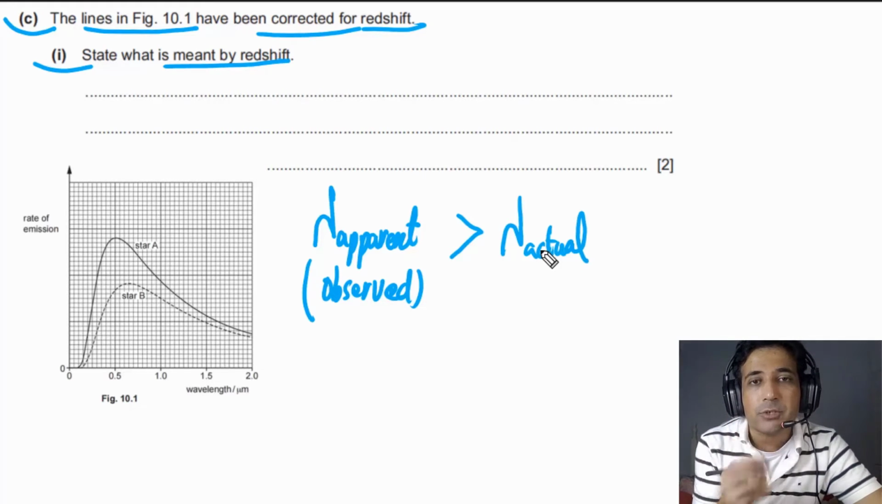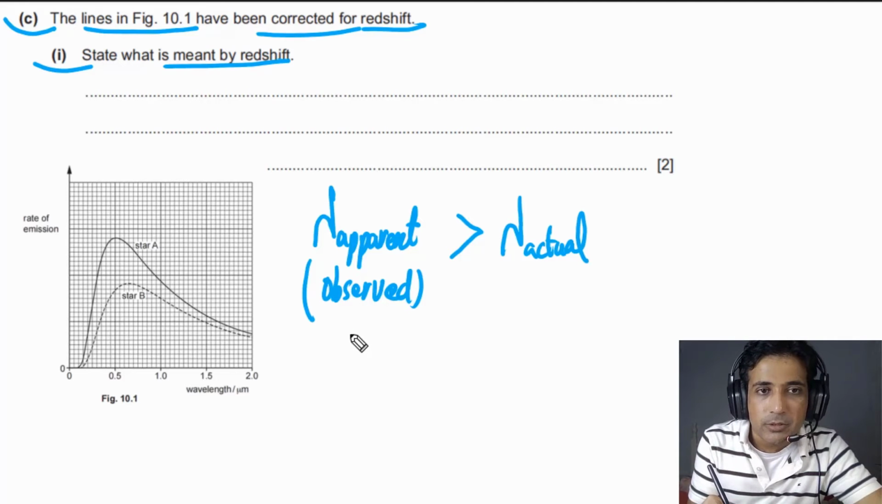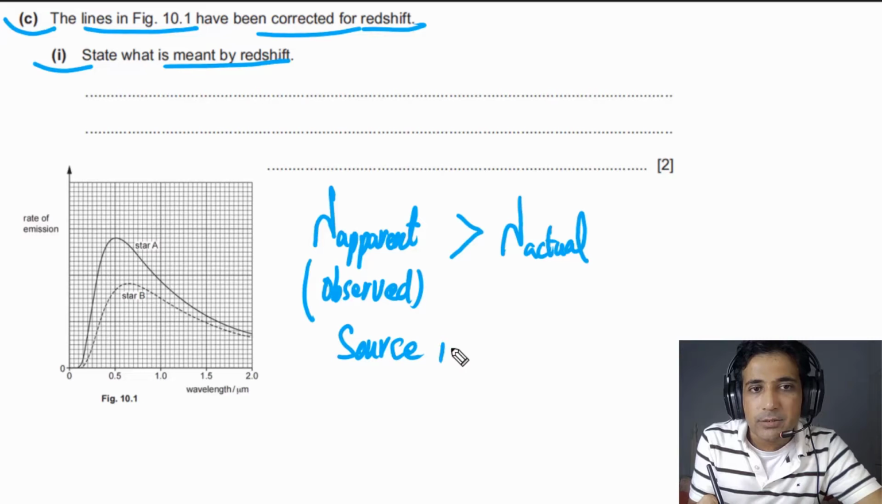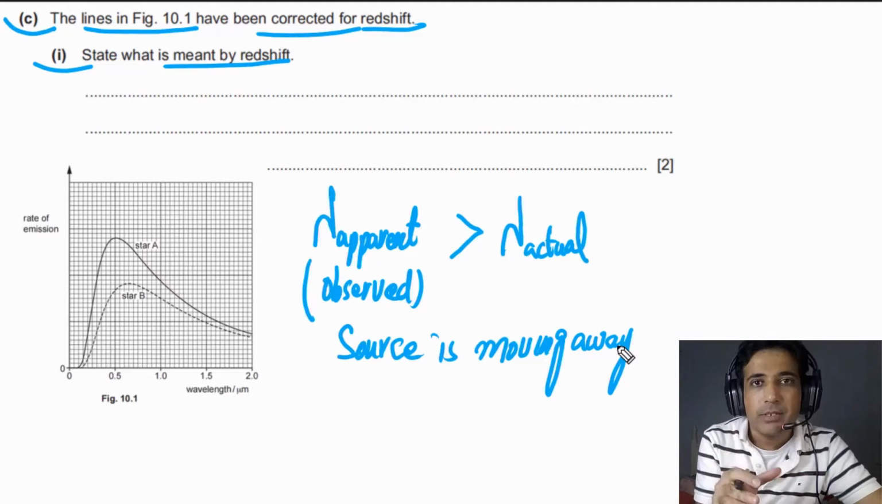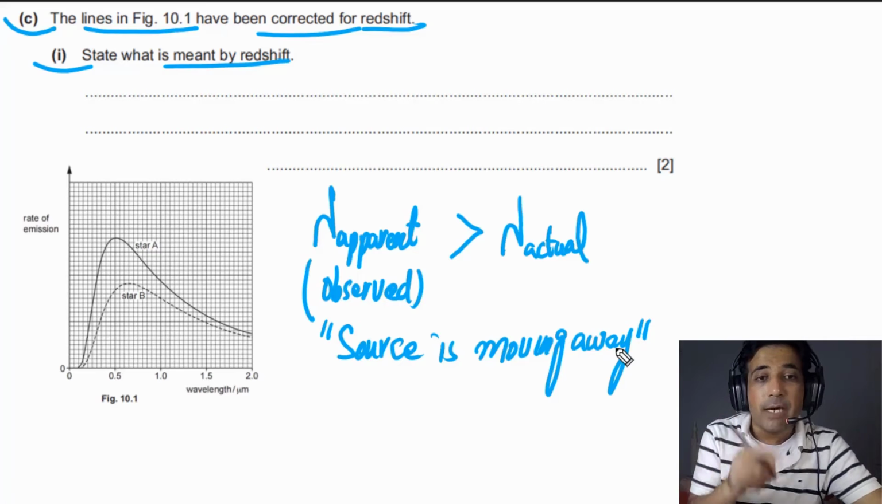And when it is possible, it is only possible if the source of light is moving away. In this case, simply you can say if the star is moving away, the wavelength will be shifted towards the red end of the visible spectrum. That's all we need to understand about redshift. And vice versa is also true.